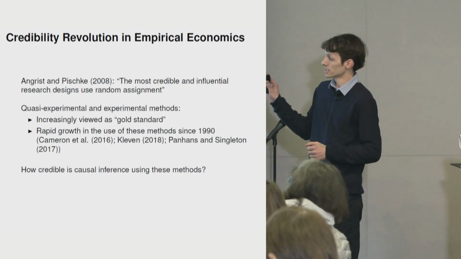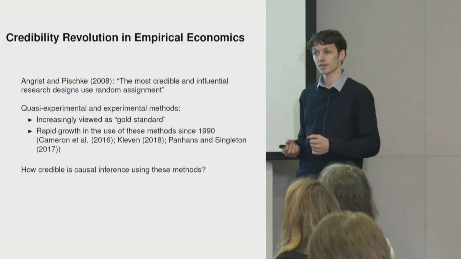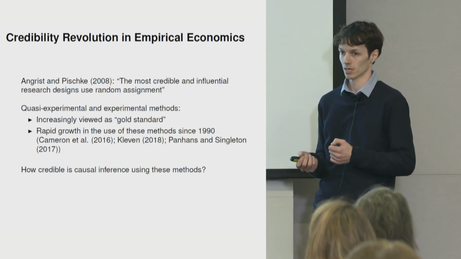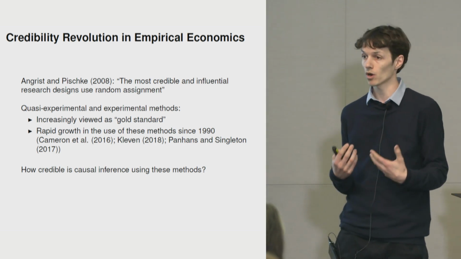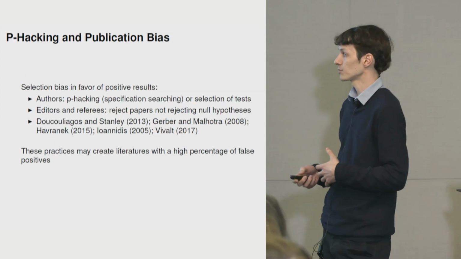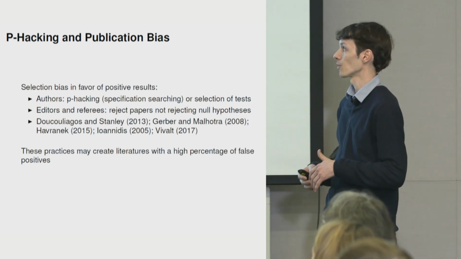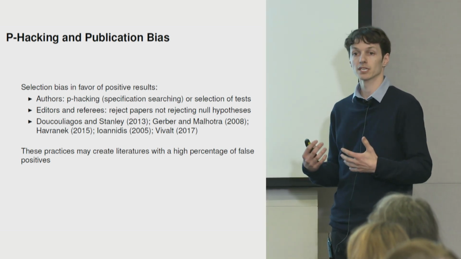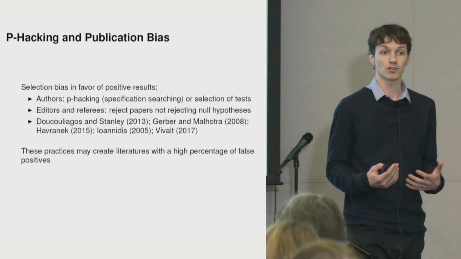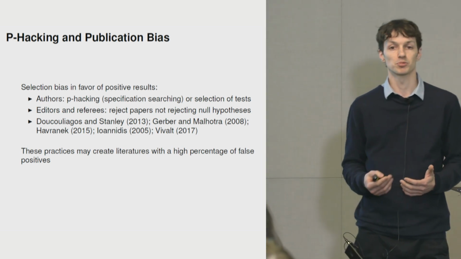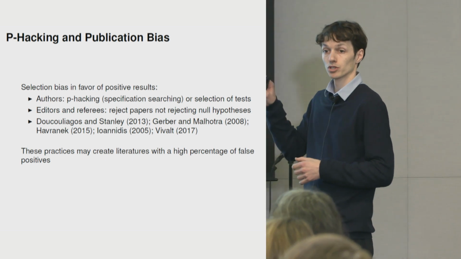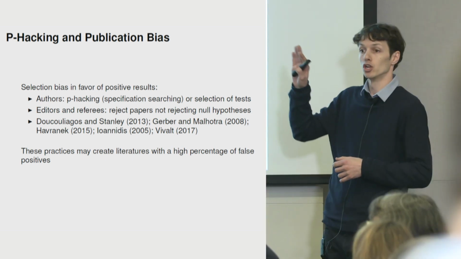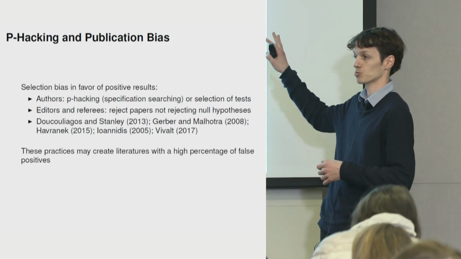What we're going to be interested in in this study is a different type of credibility. So maybe internal validity is going to be very strong with these methods, but at the same time, there's this growing literature that you guys are aware of that shows that the extent of publication bias, the extent of specification searching, p-hacking might be quite large. So what we're interested in is looking at credibility, but from this point of view.